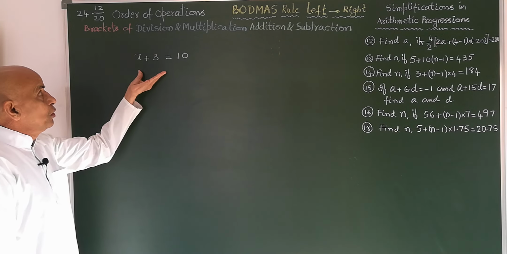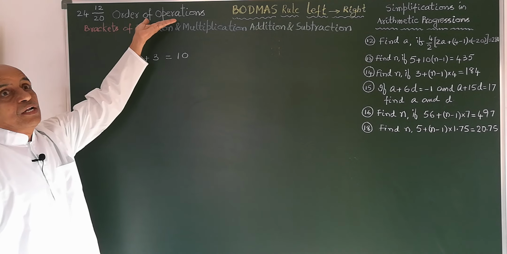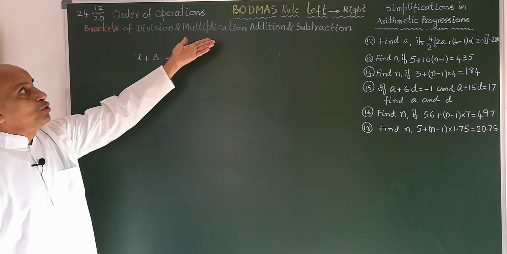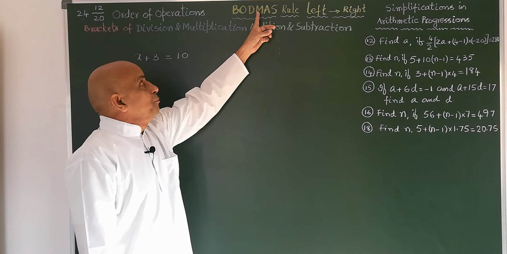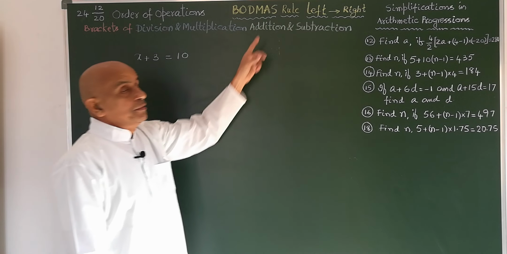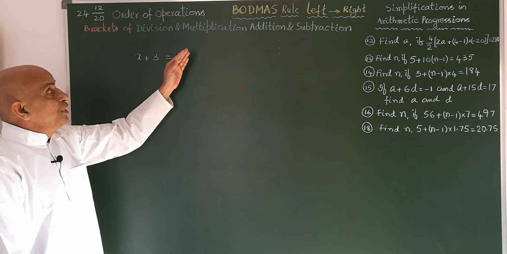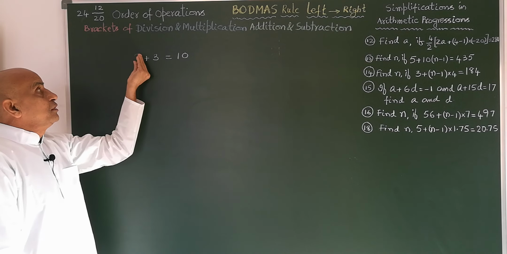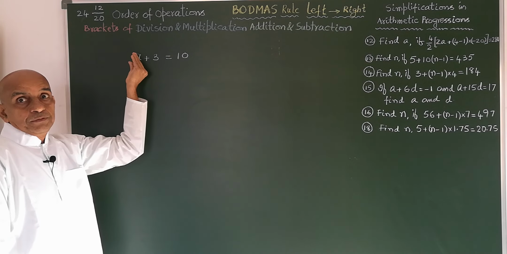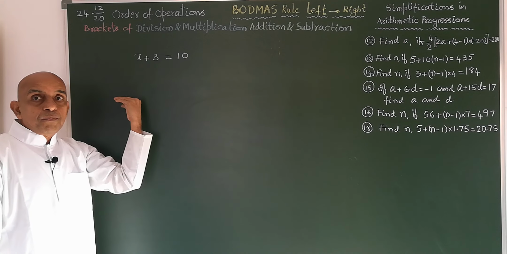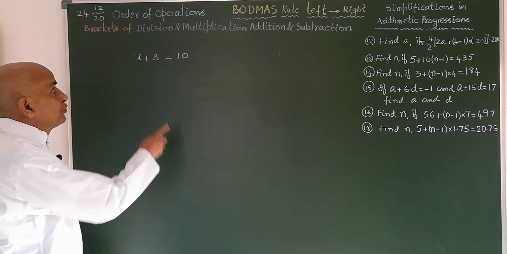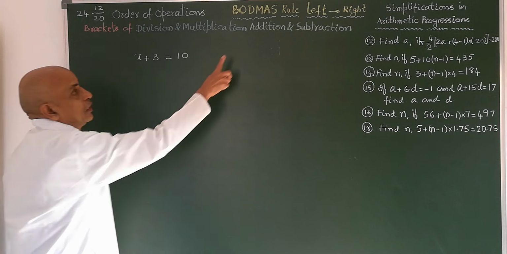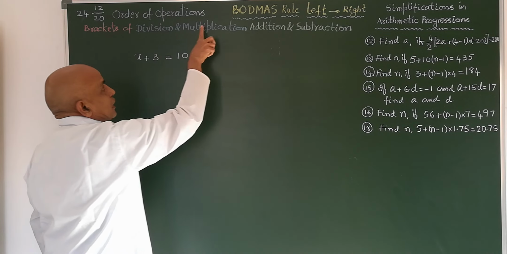Now, here also the same order we follow. BODMAS rule, that is addition, subtraction. We do it in the reverse way. Here we want the unknown value x. So, we undo the operations. So, while undoing the operations, addition comes first, then multiplication.